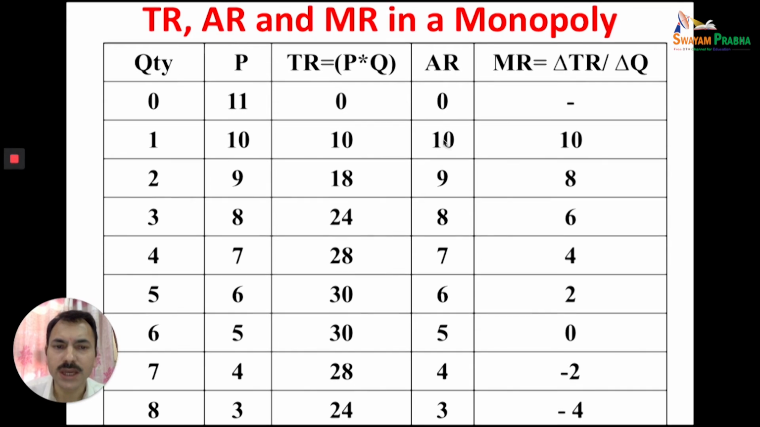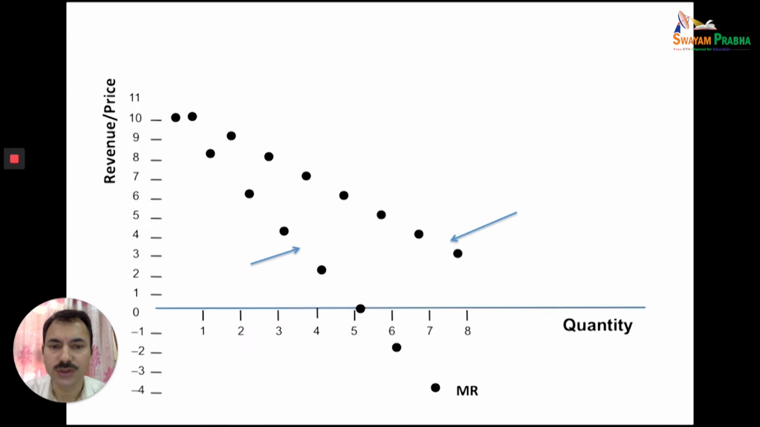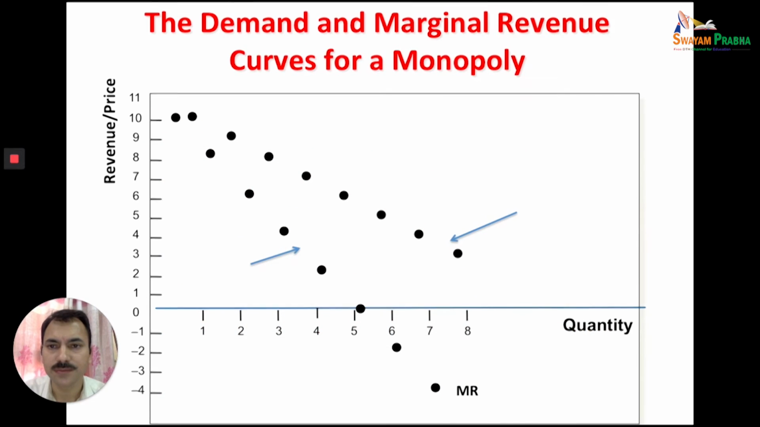Average revenue will be higher as compared to marginal revenue: 10, 9, 8, whereas 10, 8, 6. Marginal revenue can be 0, but average revenue cannot be 0. Marginal revenue may become negative, but average revenue will never become negative or 0. Let us explain with the help of this diagram.